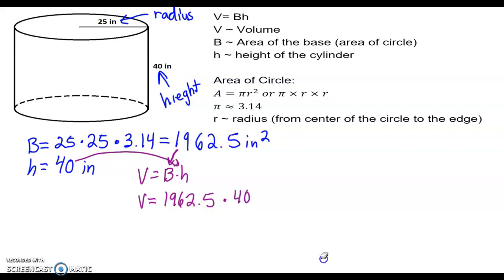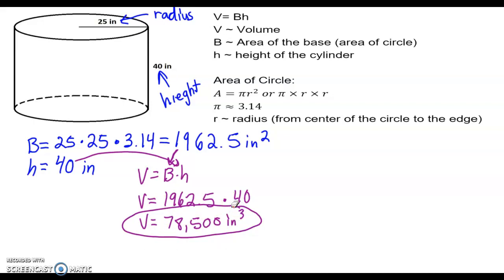And then when we multiply those two numbers together, we get the volume is equal to 78,500 inches. Now it's inches cubed because we're dealing with volume, and we took inches squared and multiplied it by another inch. So that's how we got the inches cubed.